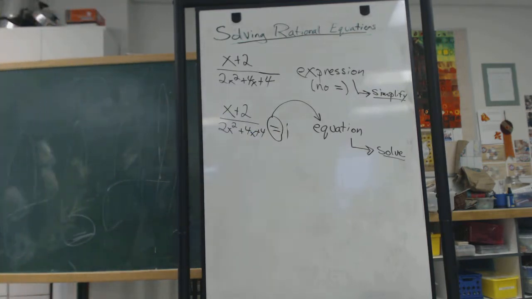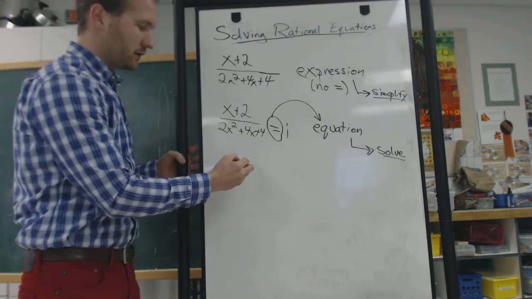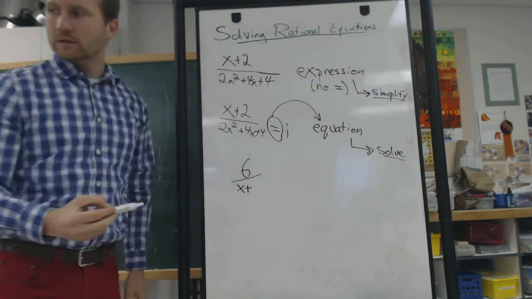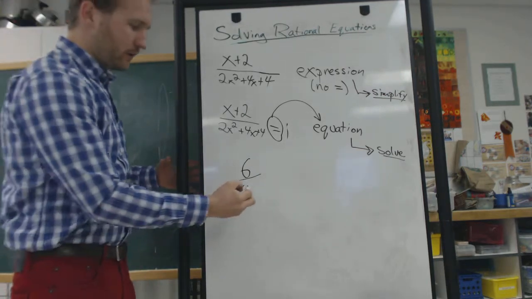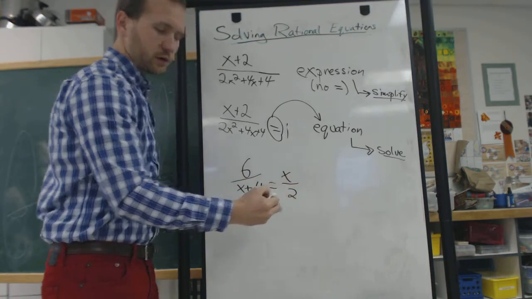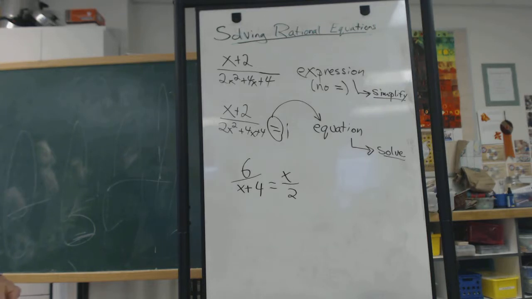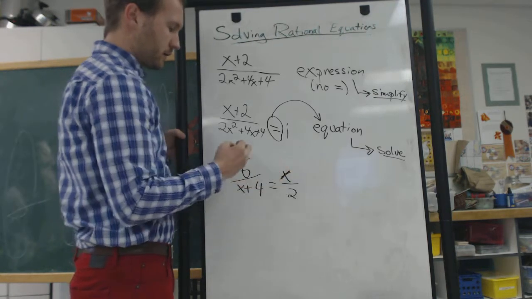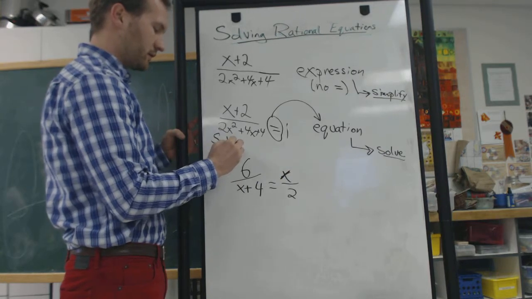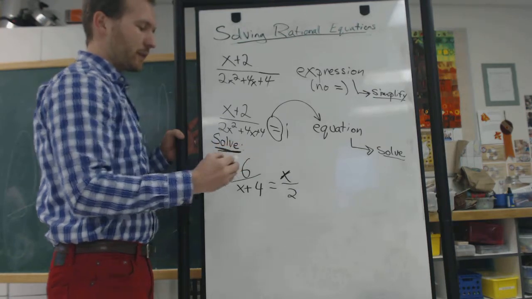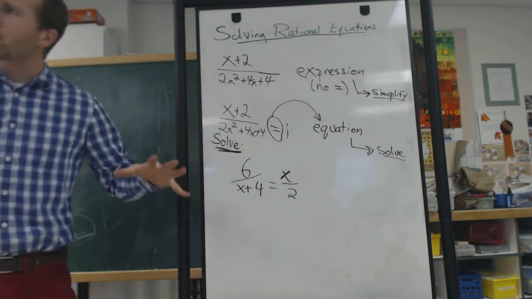So here's an example of a rational equation. 6 over x plus 4 equals x over 2. And now, the instruction here is going to be solve. Solve has an E on the end. Okay? Instead of simplify, we solve.